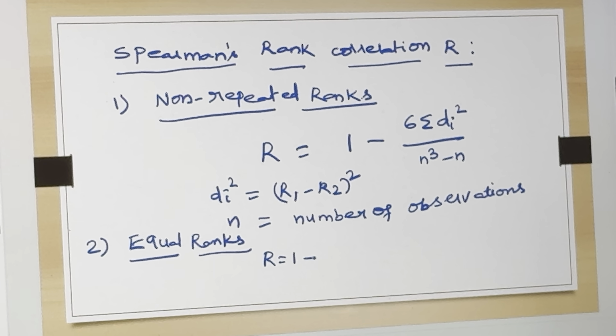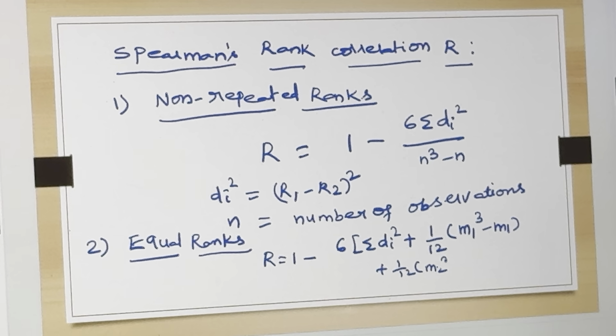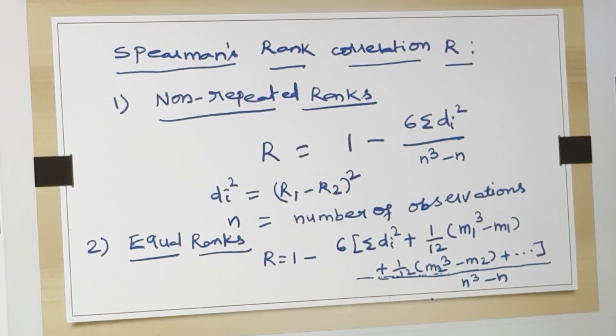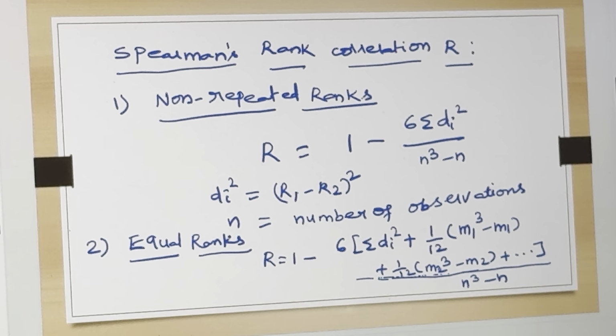R is equal to 1 minus 6 into summation di square plus 1 upon 12 into m1 cube minus m1 plus 1 upon 12 into m2 cube minus m2 plus so on so forth. It will continue. This is nothing but the numerator. Denominator is nothing but n cube minus n. You are supposed to memorize these three formulas. One is for small r and two formulas for capital R.